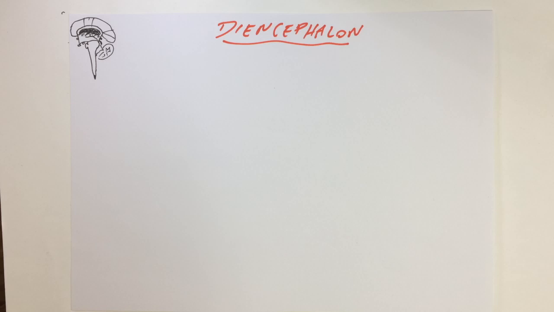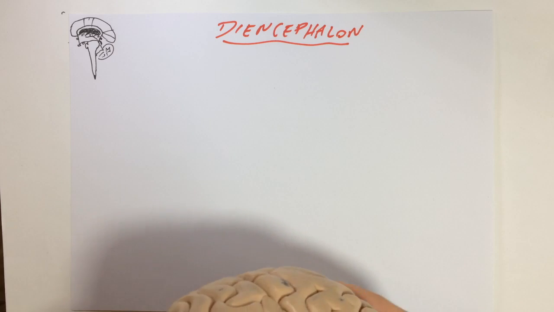And today I'm going to show you guys how to draw the diencephalon. There is the inner part of the brain and more specifically the cerebrum, and how to name all the structures related to that, or at least the main structures related to the diencephalon.